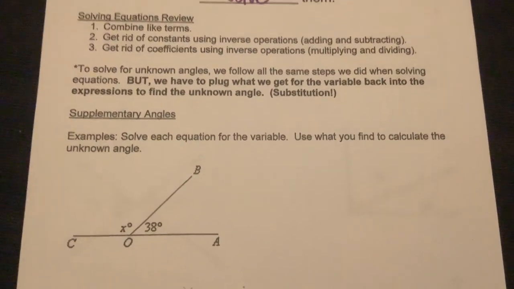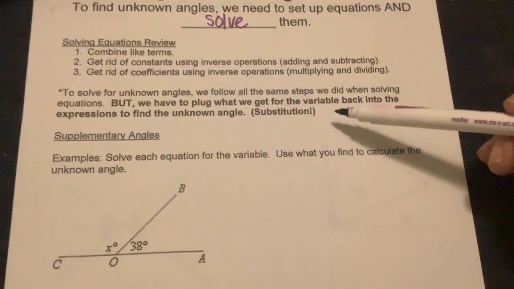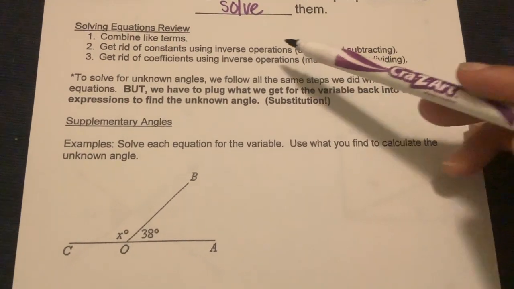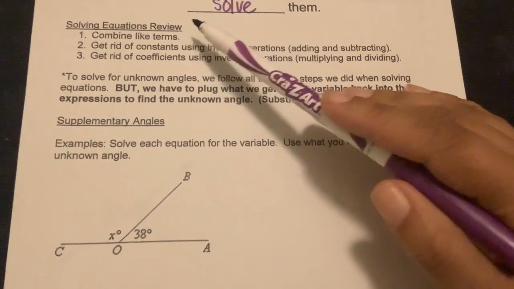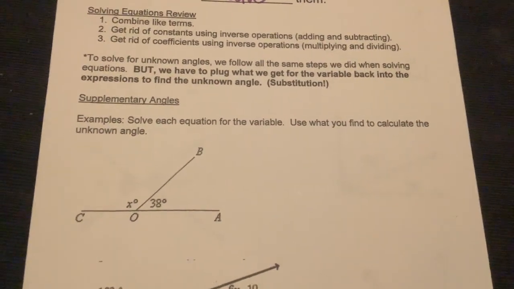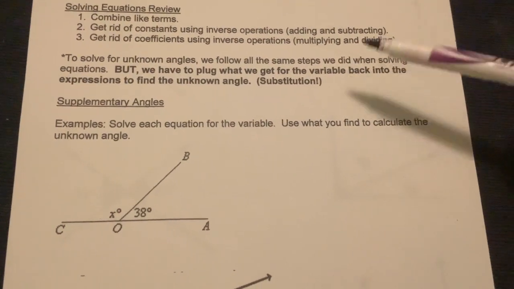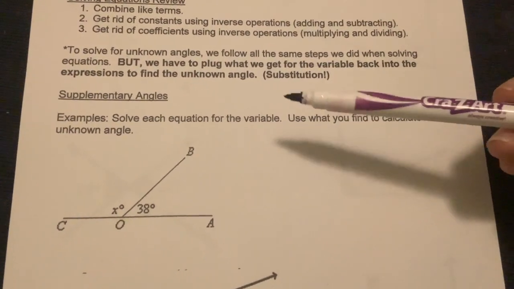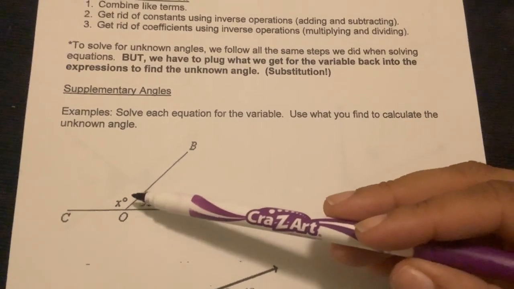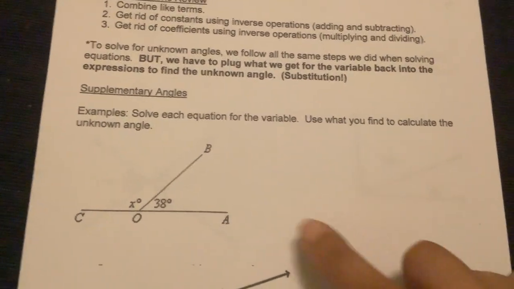So I want you to make sure that when we're solving for unknown angles now, we're doing the exact same thing as if we were solving an equation. The only difference now is whatever value of x or whatever variable we use, that result, we have to plug it back into the expression to actually find the missing angle. I'm going to show you what I mean by the first example right here.